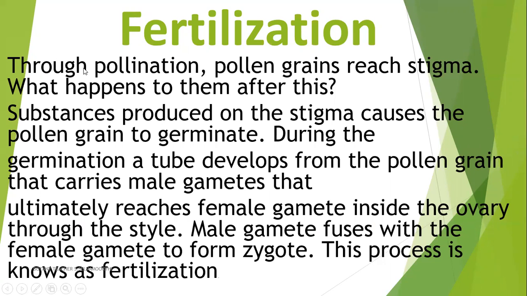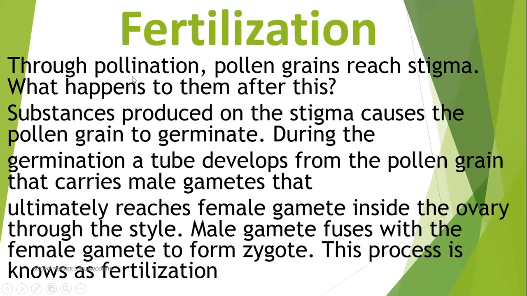In the previous class, we studied about pollination. What is the meaning of pollination? What are the types of pollination? We have studied in the previous class. So through pollination, pollen grains reach the stigma. After pollen grains reach the stigma, what happens to them?